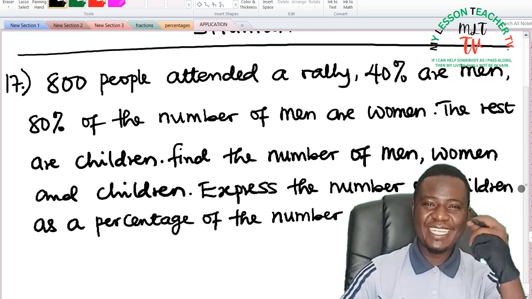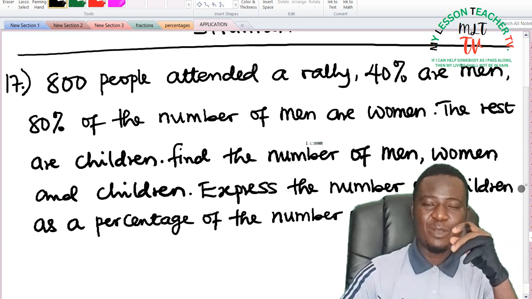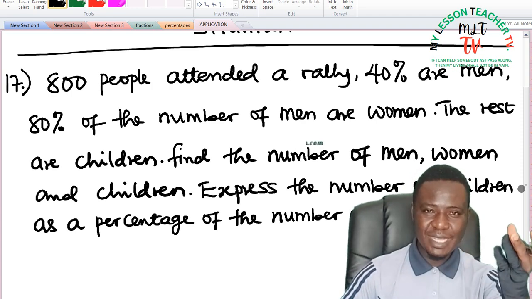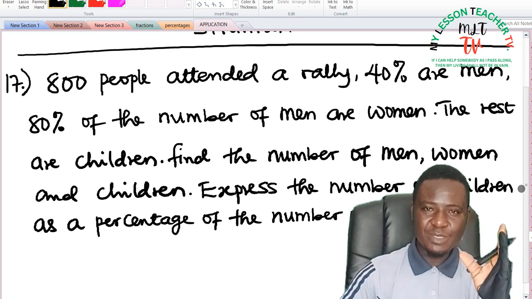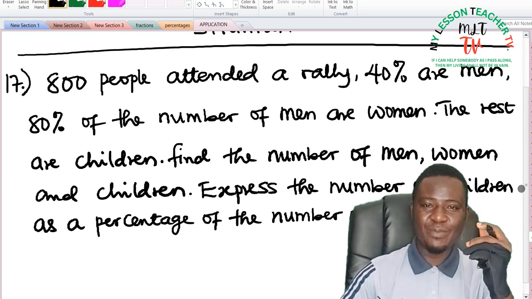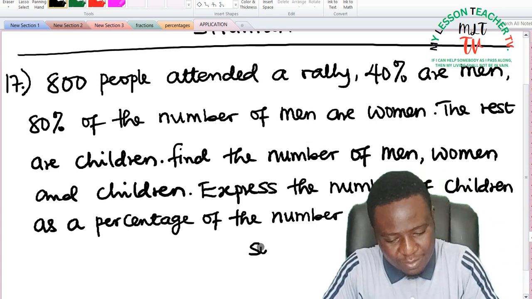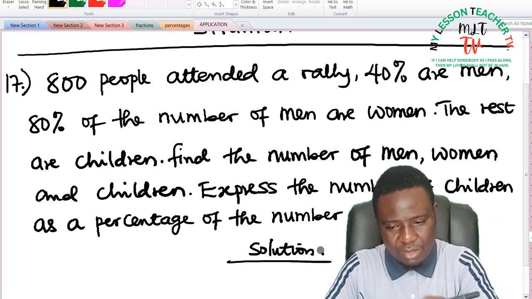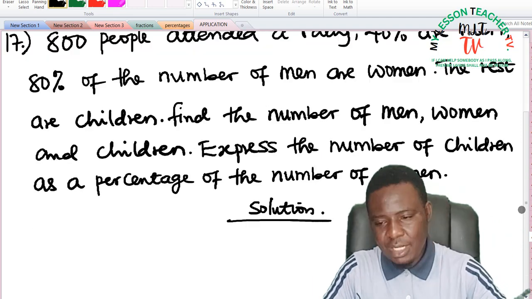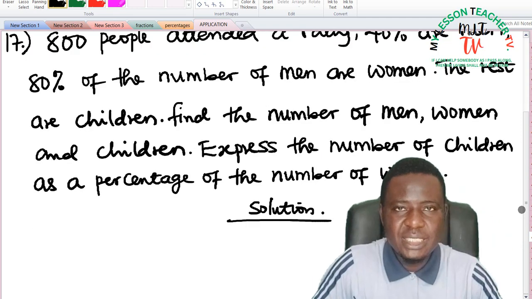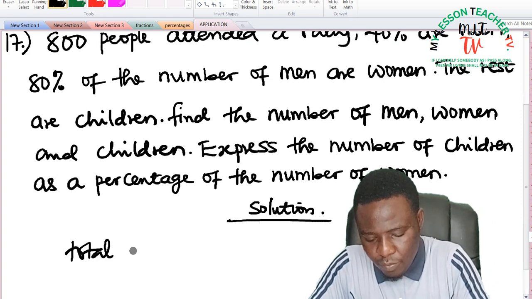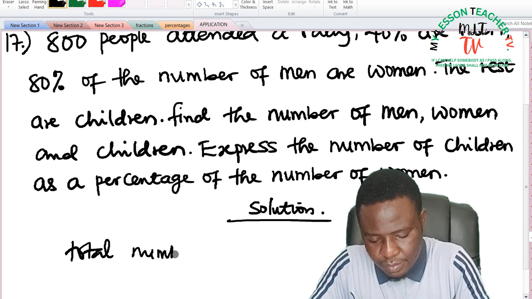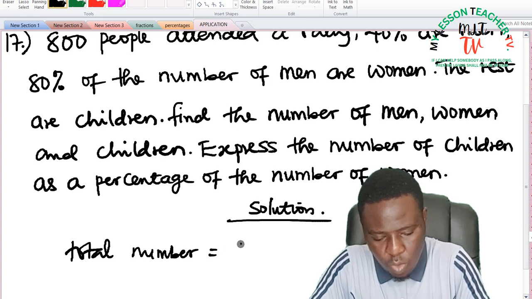Wow. Let's see how we can solve this problem. No matter how trickish it may sound, just like I said, the first step in solving a problem is understanding the problem. So, solution. Let's fish out the parameters as given. Total number of persons that attended the rally are said to be 800. So we have total number equal to 800.